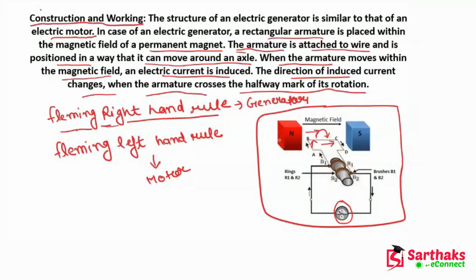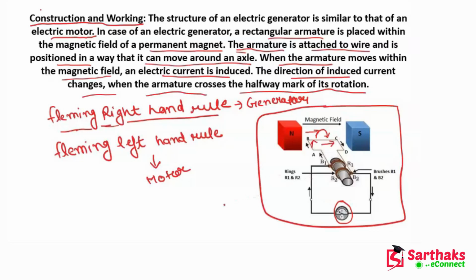I hope you understand this point. Now I was telling you that this conductor is moving upward and the direction of the magnetic field is from north to south. Now when we apply Fleming's right hand rule, we have to keep our index finger in the direction of the magnetic field, like this.